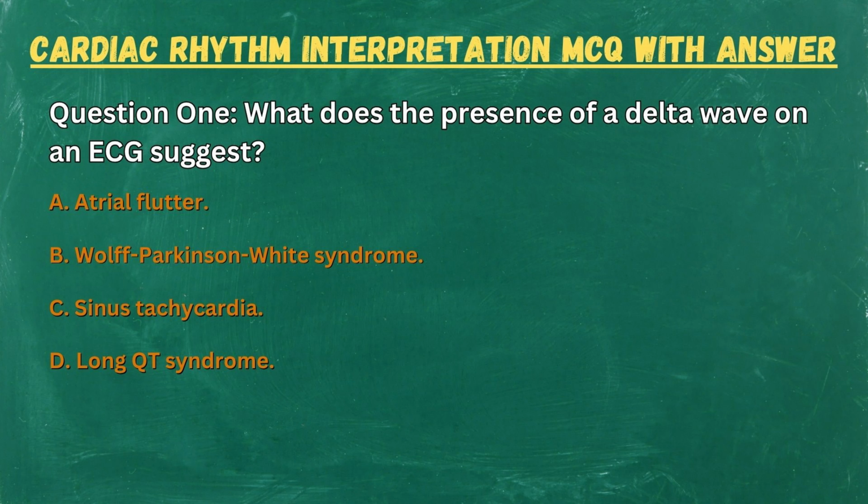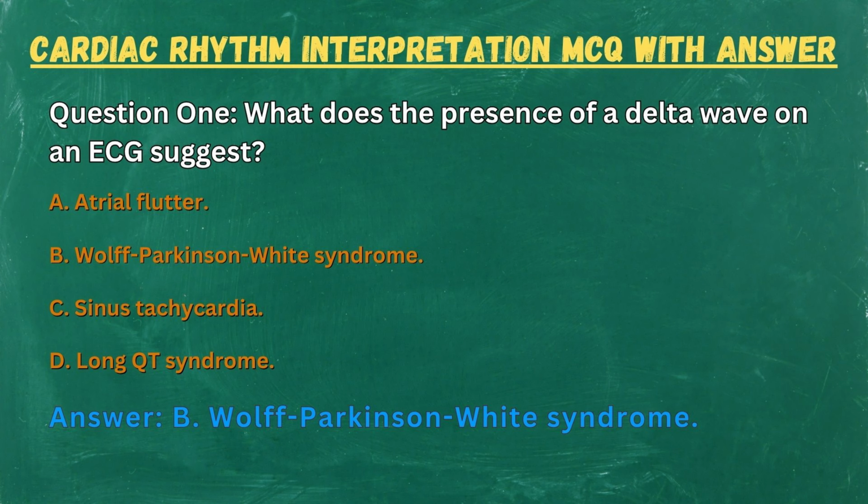Question 1. What does the presence of a delta wave on an ECG suggest? A. Atrial flutter. B. Wolff-Parkinson-White syndrome. C. Sinus tachycardia. D. Long QT syndrome. Answer: B. Wolff-Parkinson-White syndrome.